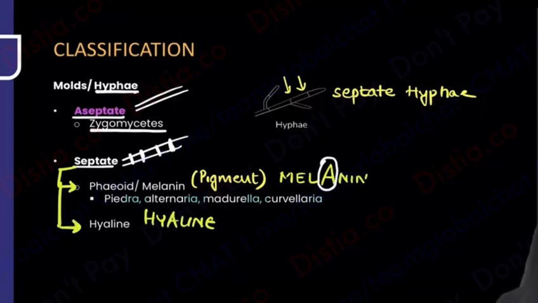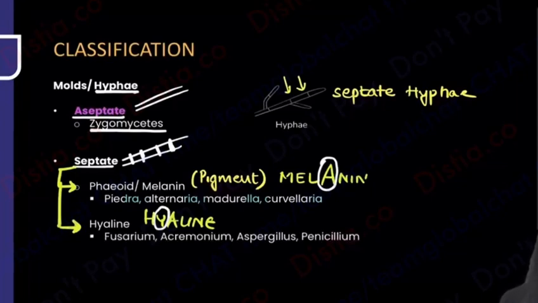Whereas when I'm talking about hyaline, why did I emphasize on the Y sound of it? Because all the Y sounds are going to come under it. Means what? When I'm talking about the Fusarium, Acremonium, Penicillium and Aspergillus, so all the Y sounds come together. That's the best way, rather than learning it as mnemonics, which are usually written in other textbooks, and we honestly never tend to remember those mnemonics later on. This is the best one. So remember, whenever they're talking about melanin, all the A sounds will come. And whenever they're talking about hyaline septate, all the Y sounds are going to come across with it.